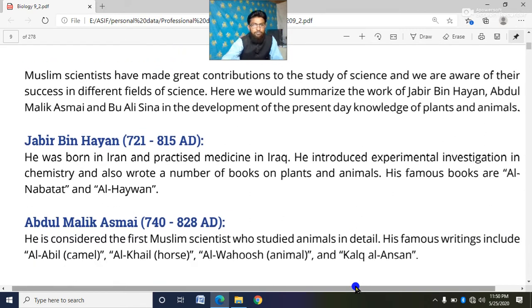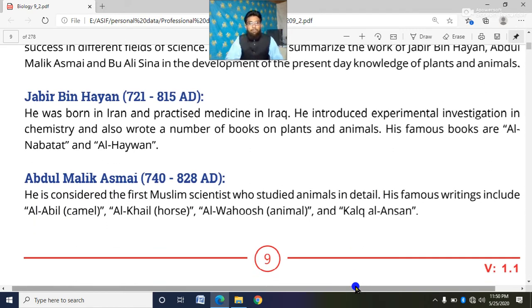Dear cadets, Jabir bin Hayyan was born in 721 AD and died in 815. Dear cadets, he was born in Iran and practiced medicine in Iraq. He left his country and went abroad for knowledge.